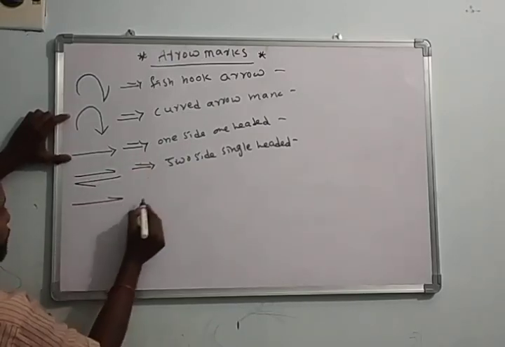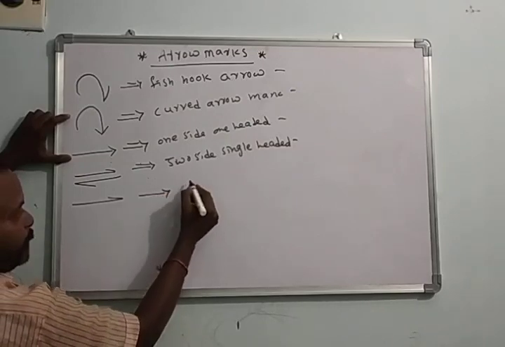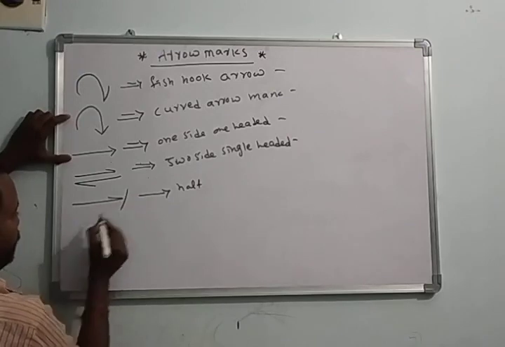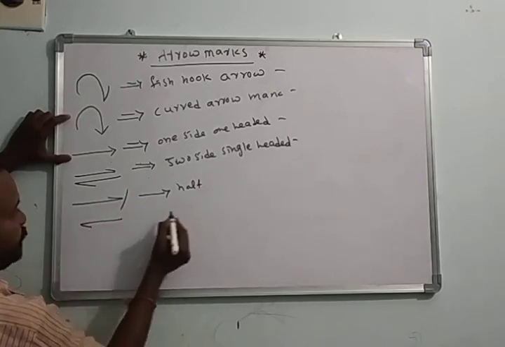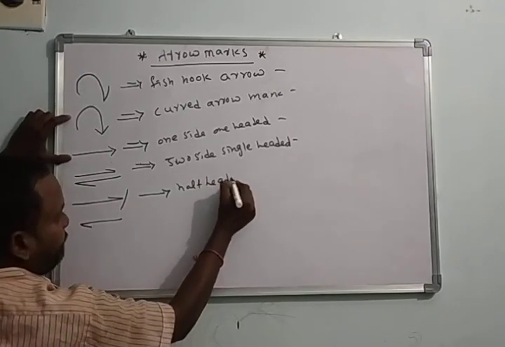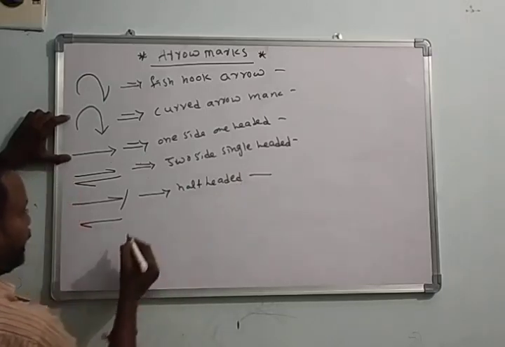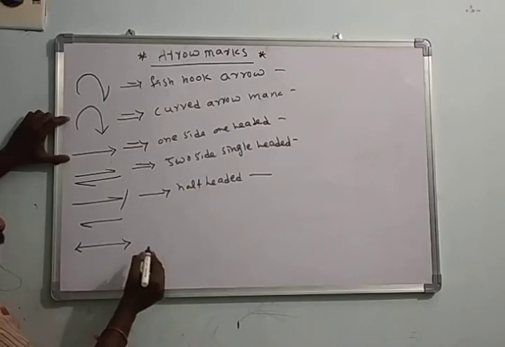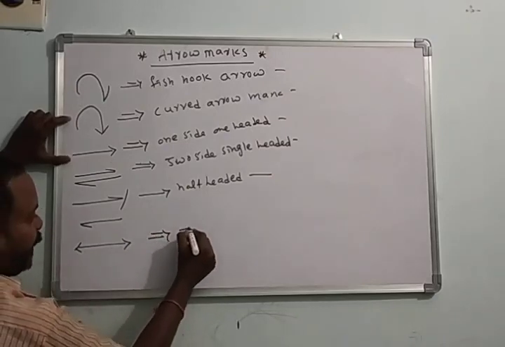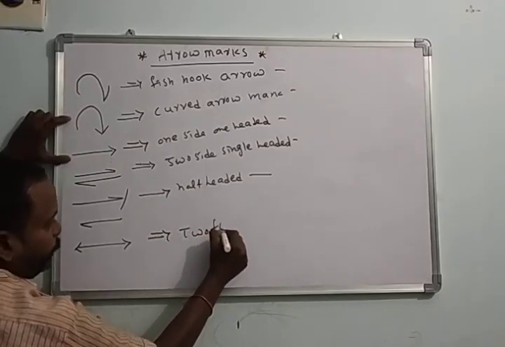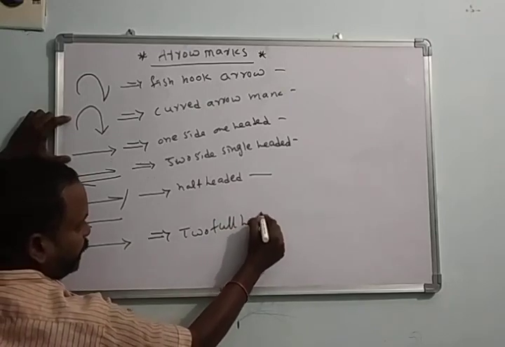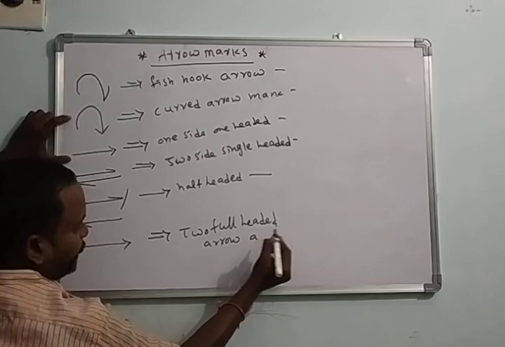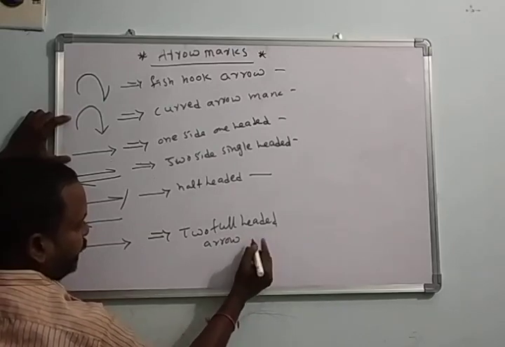This is the one, half headed. One more is there, this is also a half headed arrow mark. And here one more arrow mark is there. This is the two headed arrow mark, the two full headed arrow mark.